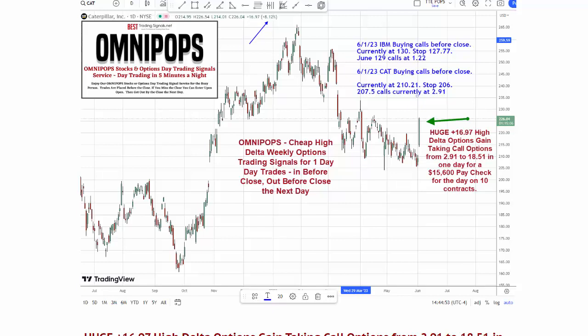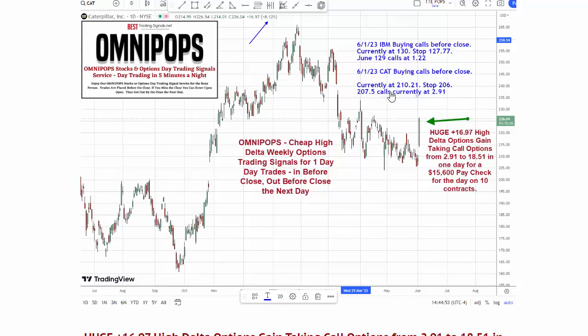All right, I hope you can see the screenshot. You should be able to make the screen bigger on YouTube or whatever tube. And you can see here. Now, this is a fun example, right? This is Caterpillar. And we got in before the close. You can see the signals up here. Here's the Caterpillar signal. We got in before the close.